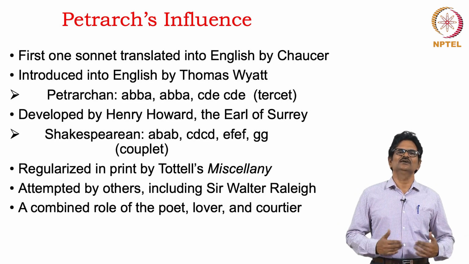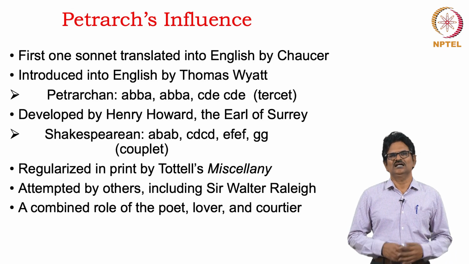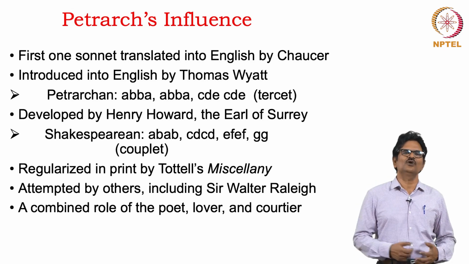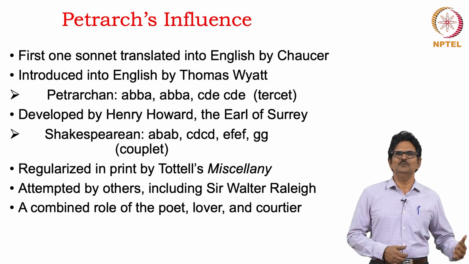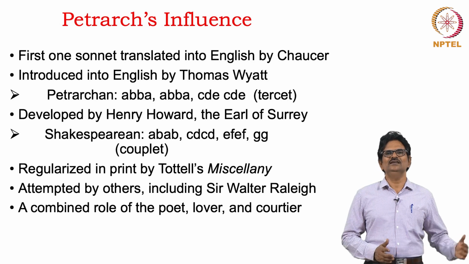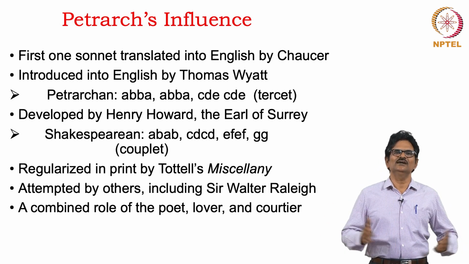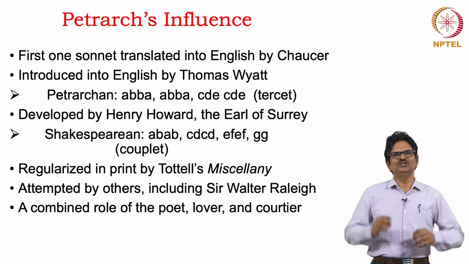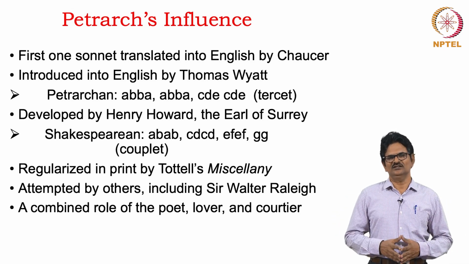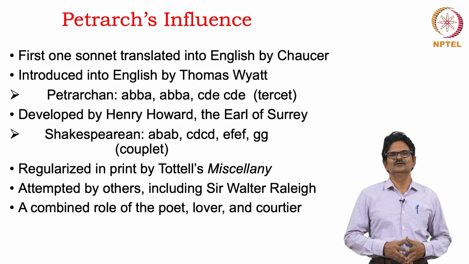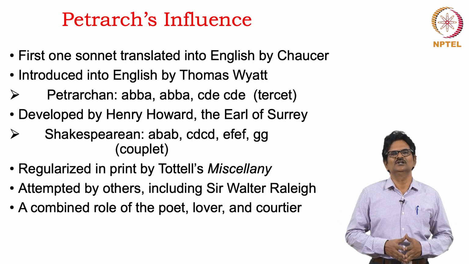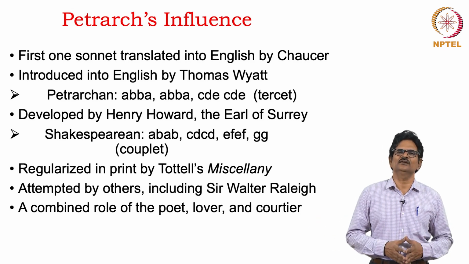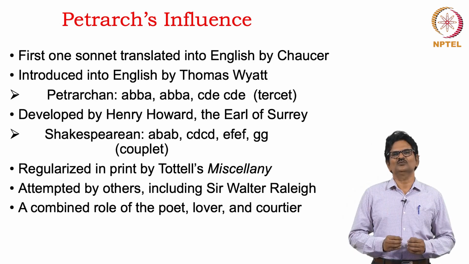It was further developed by Henry Howard, otherwise known as the Earl of Surrey. He gave rise to the sonnet form called Shakespearean: AB, AB, CD, CD, EF, EF, GG, that is the Shakespearean rhyme scheme. These sonnets were put into print by Richard Tottell in his book Miscellany. He regularized all of them in some format. Many other writers attempted the sonnet, for example, Sir Walter Raleigh.